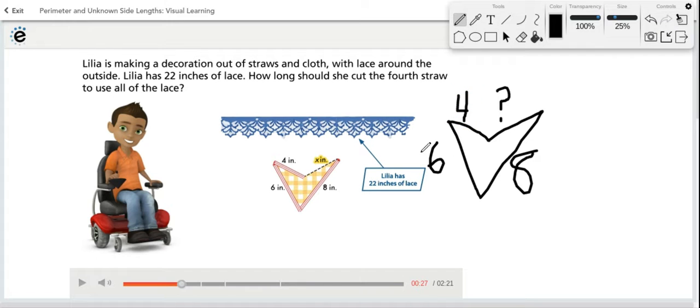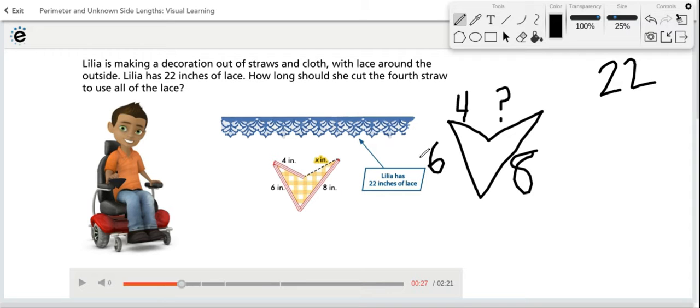Okay, so when we know the perimeter, which is 22, because that is how much lace would go around the entire outside of the shape, which is what perimeter is, we can use that number along with the measurements that we do know to figure out this one unknown. So we know that our total perimeter is 22 inches. So what we're going to do is add these 3 sides to see how much of that 22 we have taken care of so far.